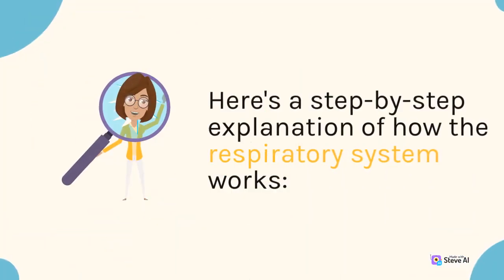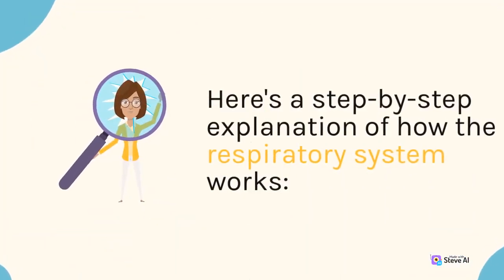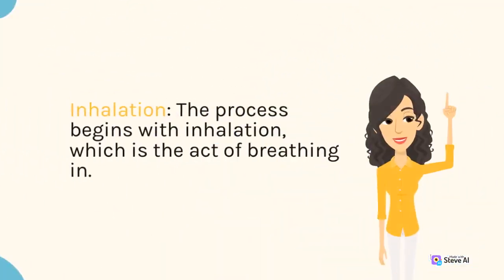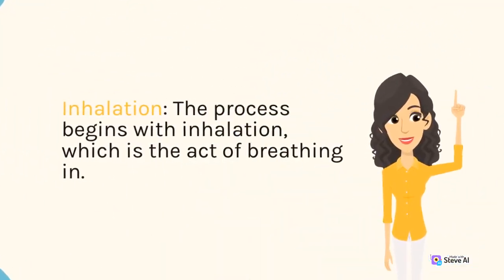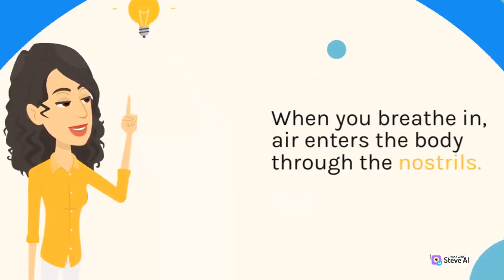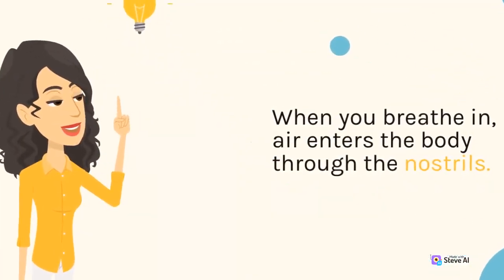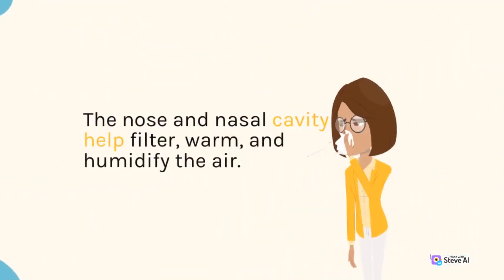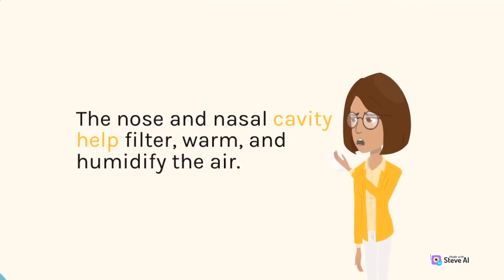Here's a step-by-step explanation of how the respiratory system works. Inhalation. The process begins with inhalation, which is the act of breathing in. When you breathe in, air enters the body through the nostrils. The nose and nasal cavity help filter, warm, and humidify the air.